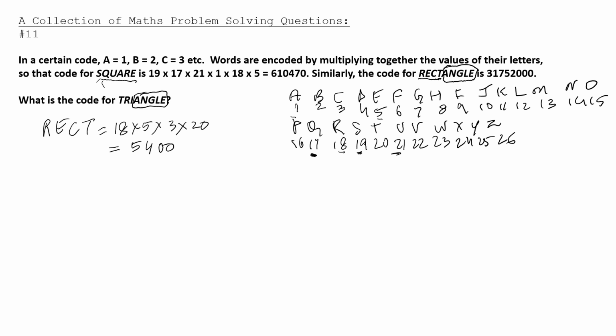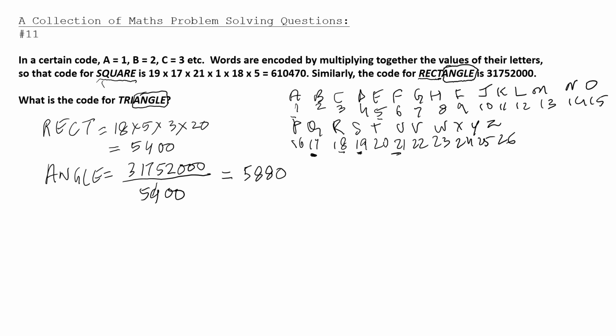And so ANGLE would be 3,175,200 divided by 5400, and that would give me 588.